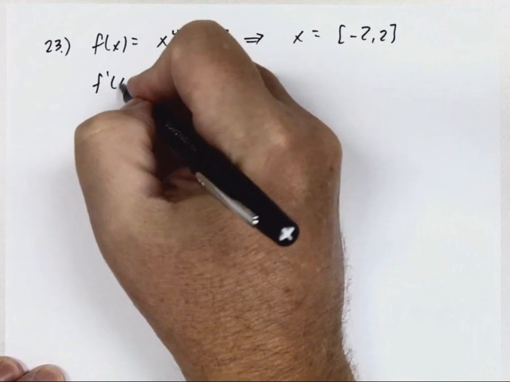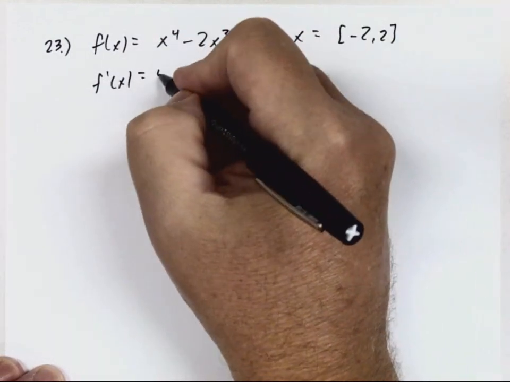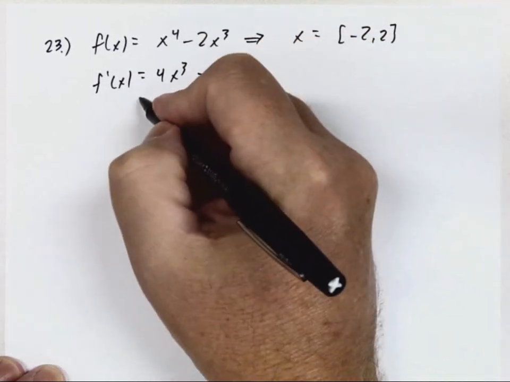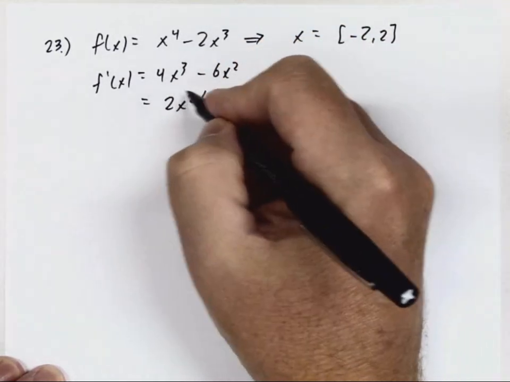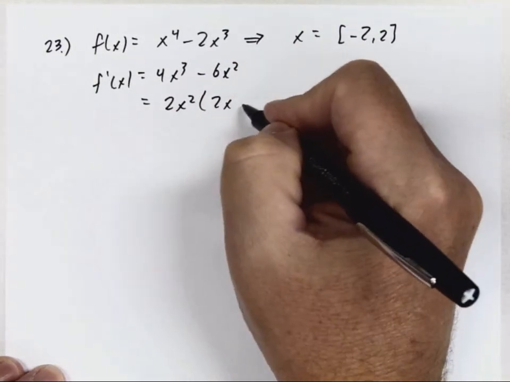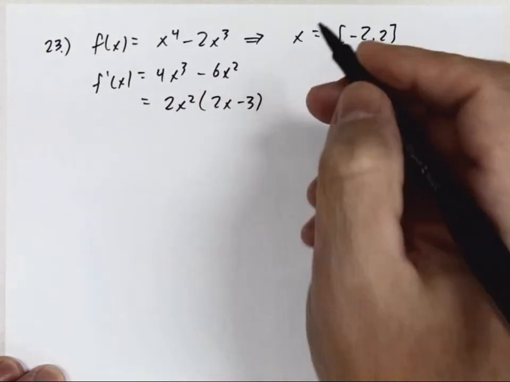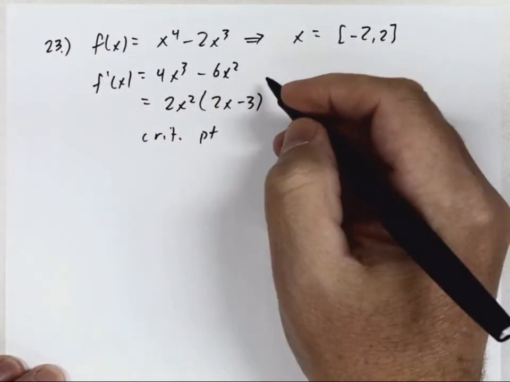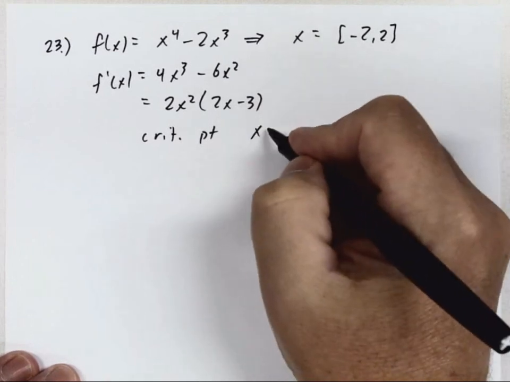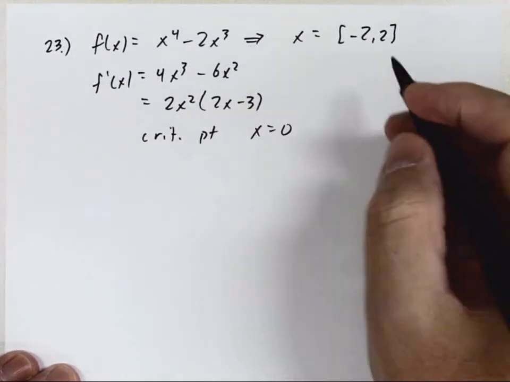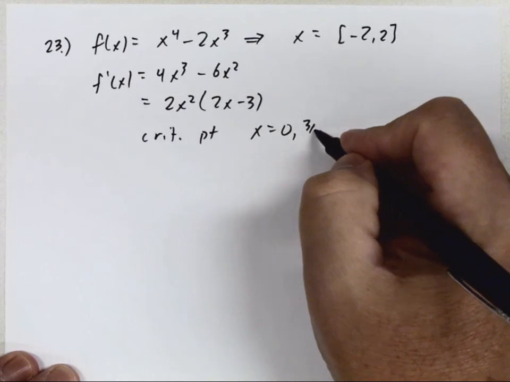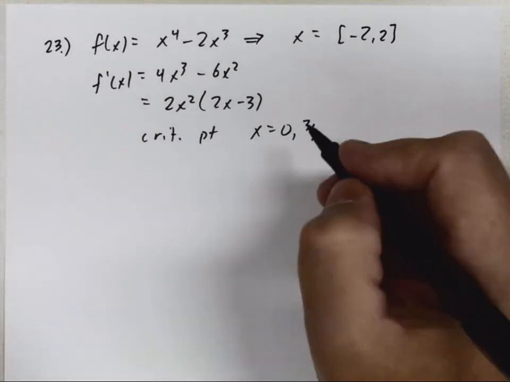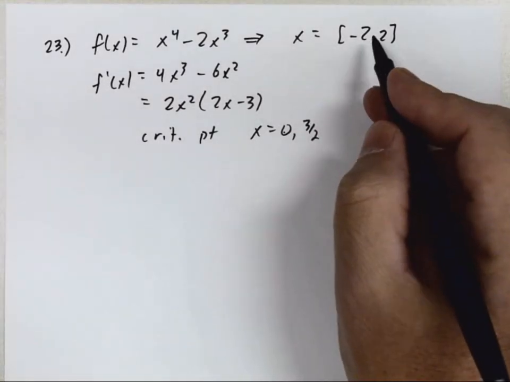Let's take the first derivative so we can find our relative maximums and minimums. 4x to the 3rd minus 6x squared. If we factor out a 2x squared, 2x minus 3. Critical points, or its relative maximum or minimums, would be x equals 0, and from here, 3/2. Both these critical points are inside my window.